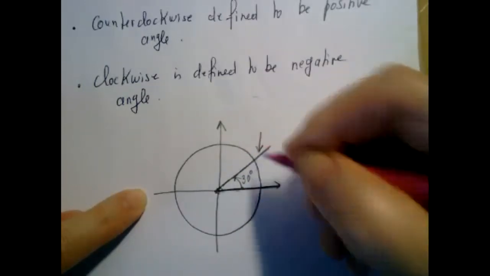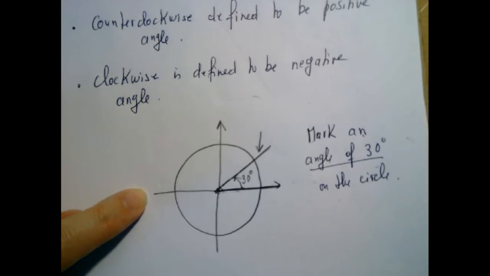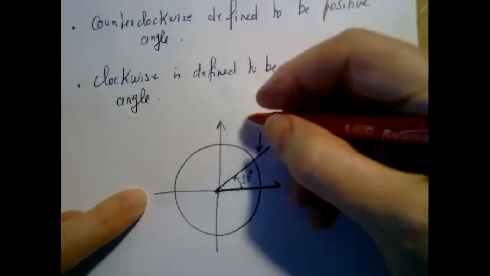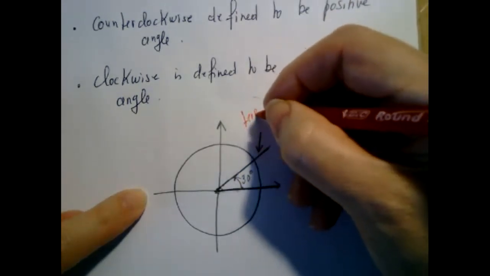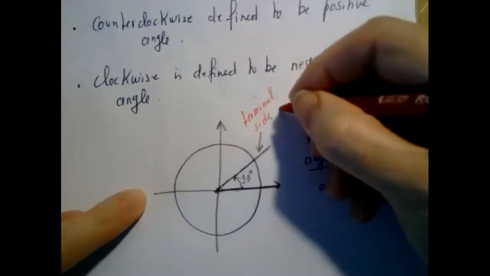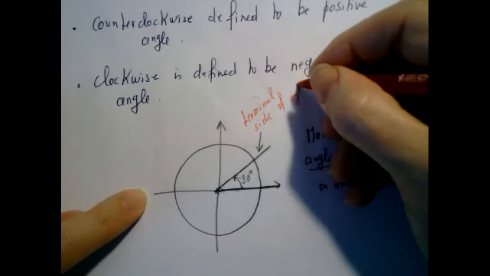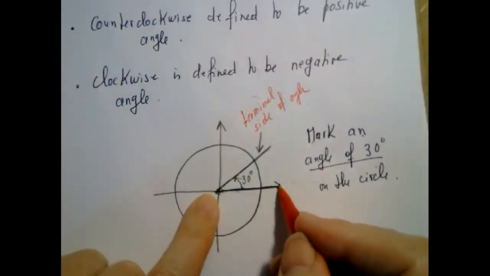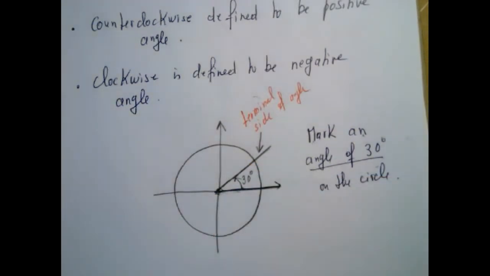And this side here, a lot of the time the book doesn't use it a lot. This is sometimes called the terminal side of the angle, because the beginning is always on the positive axis, always. So that's the terminal side of the angle.